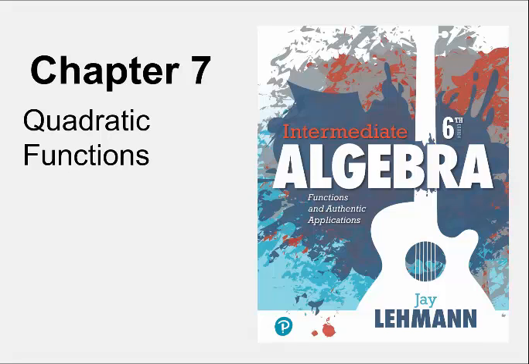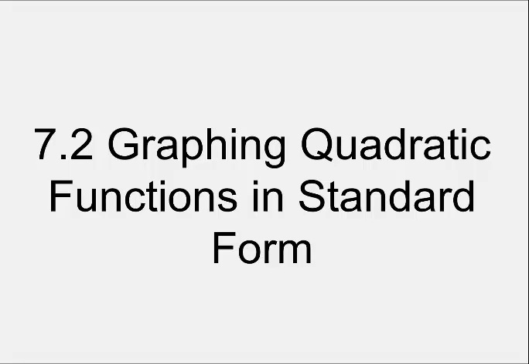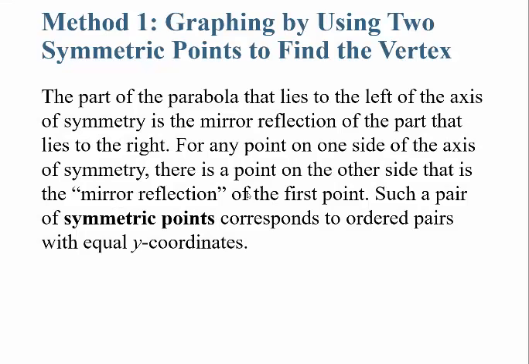Hi class. In this lecture, we're going to continue in chapter 7 by moving into section 7.2. This is about graphing quadratic functions in what we call standard form. There are two methods we're going to talk about for graphing quadratic functions in standard form. The first is graphing using two symmetric points. Once you have the symmetric points, you find the vertex.